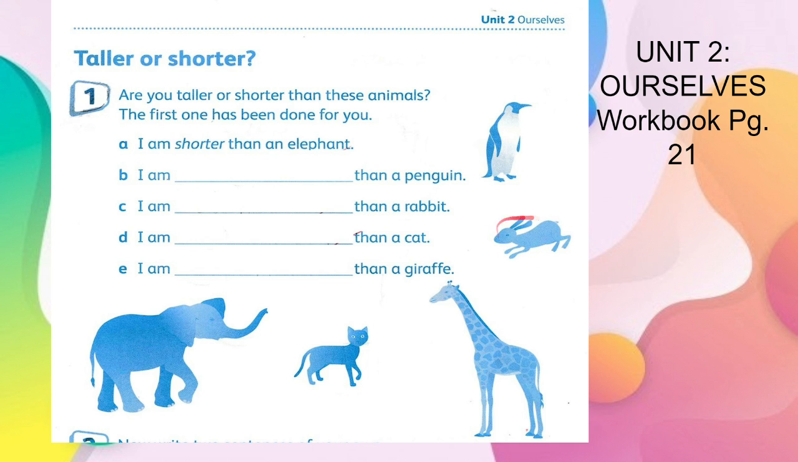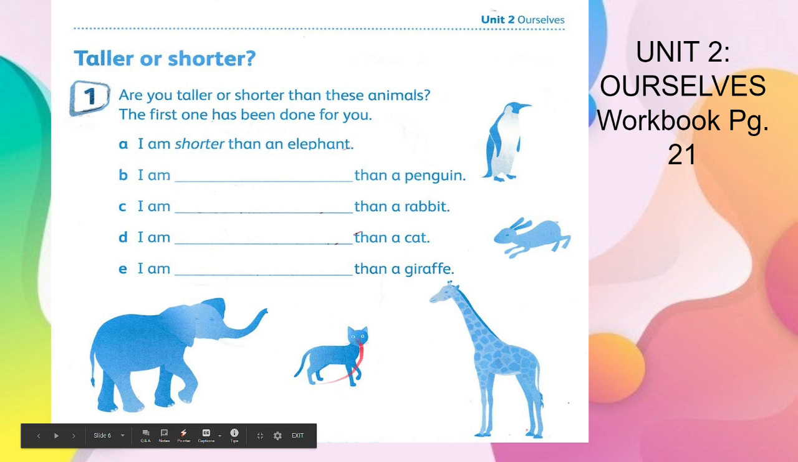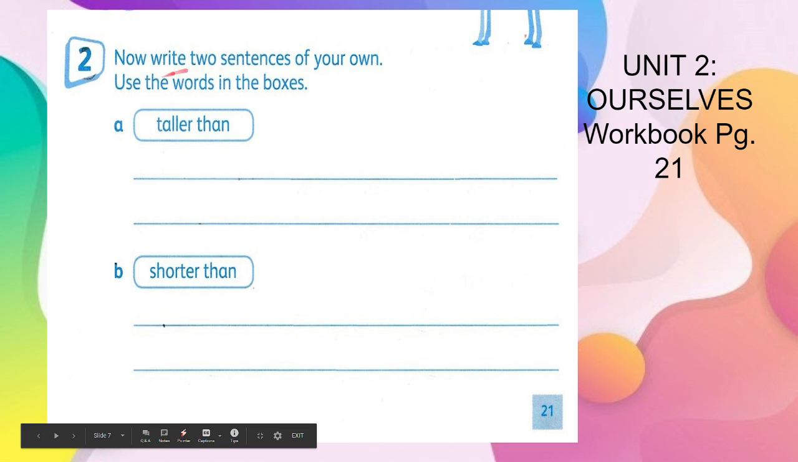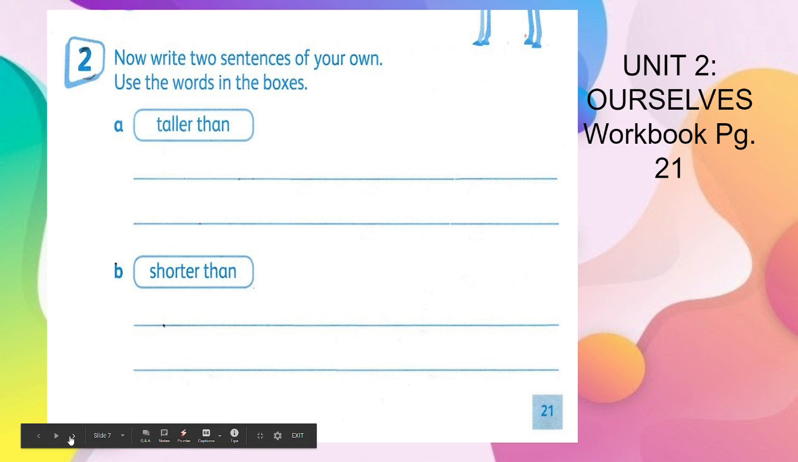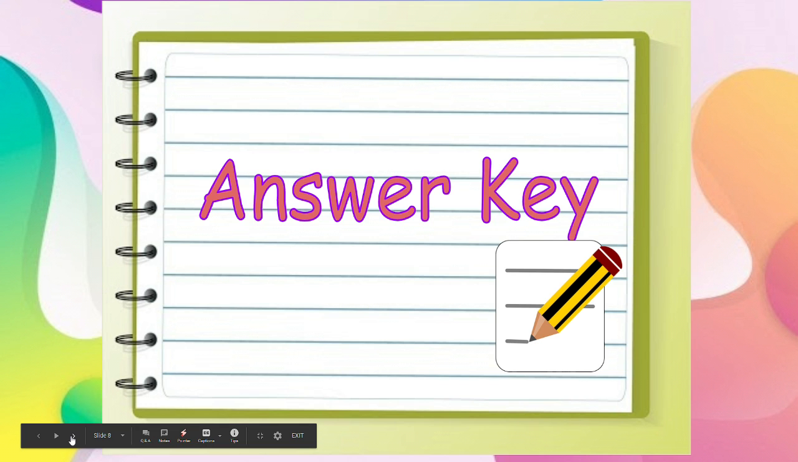Have you seen a rabbit before? Now you will write taller or shorter. Letter D, I am blank than a cat. And E, this is the giraffe. I am blank than a giraffe. Just write taller or shorter. And number 2, you will write 2 sentences of your own. Use the words in the boxes. A, taller than, and then B, shorter than. Okay? At the end of this, you will see the answer key.